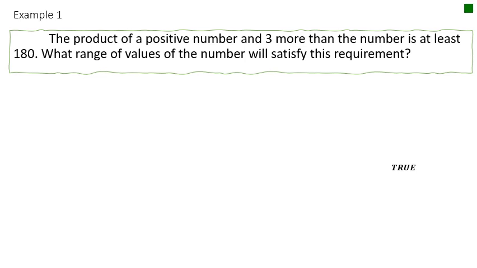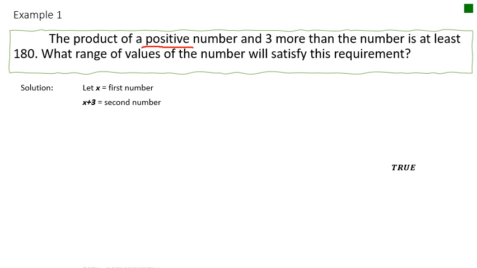So, the product of a positive number and 3 more than the number. So, for the solution, let us represent the problem. Let x be the first number, and this first number is a positive number. And then the second number is x plus 3, because that number is 3 more than the first.